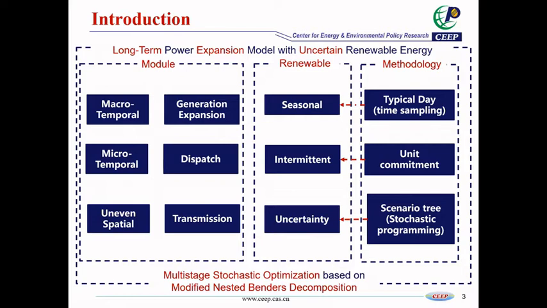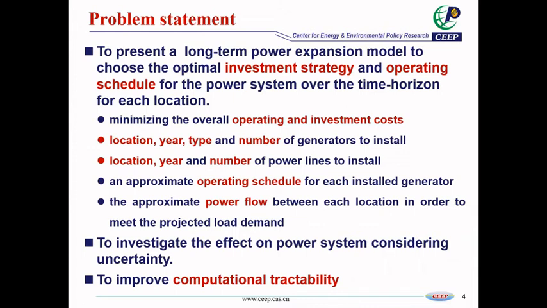This allows this stochastic model to simultaneously characterize the seasonality, intermittence, and uncertainty of the renewable energy. The major challenge comes from the large number of branches for each node in the scenario trees, which combine to greatly increase the scale of the model. To overcome the computational challenge, we develop a modified decomposition algorithm based on stochastic dual dynamic integer programming.